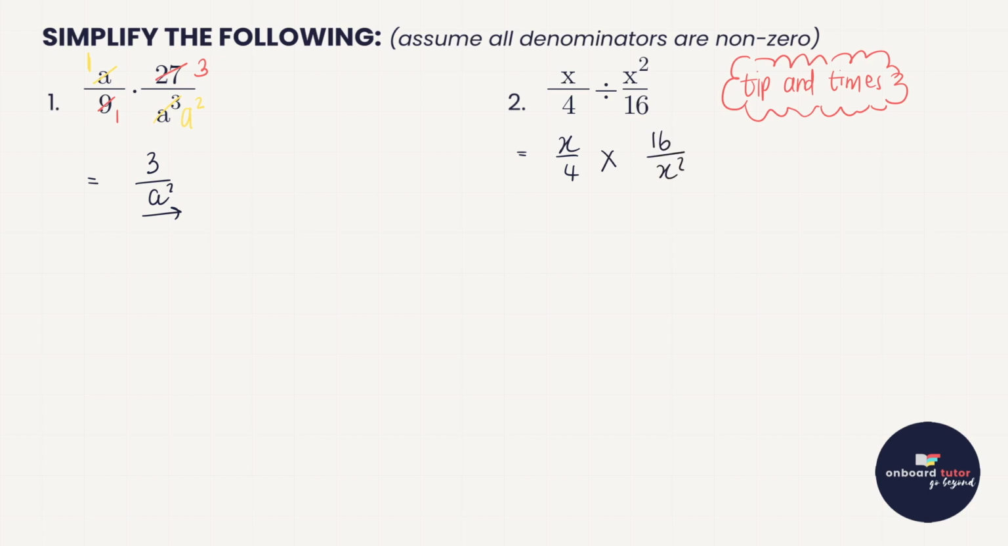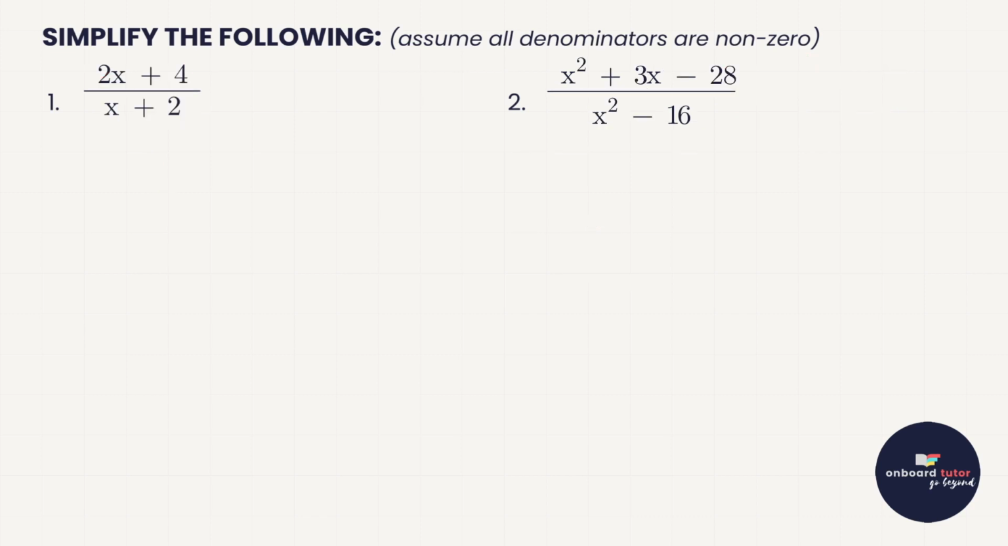And now it is so similar to the one we've just solved. x can cancel with one of those x's. 4 goes into 4 once and into 16 4 times. And I multiply my numerators, 1 times 4. I multiply my denominators, 1 times x. And I end up with an answer of 4 over x.